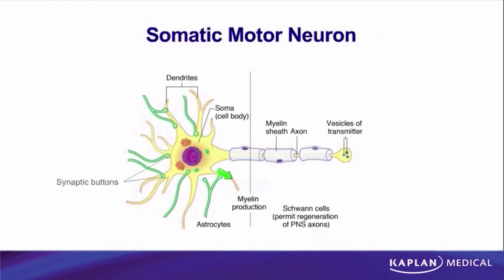So here's a schematic of a somatic motor neuron. Here's its cell body, someplace in the central nervous system. Might be brainstem, might be spinal cord. It's in the central nervous system. And then its axon goes from there all the way out through the peripheral nervous system until it finally gets to the end organ, which would be a skeletal muscle cell. That would be over here.